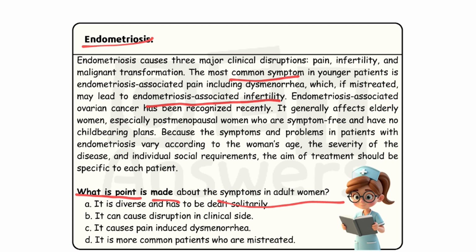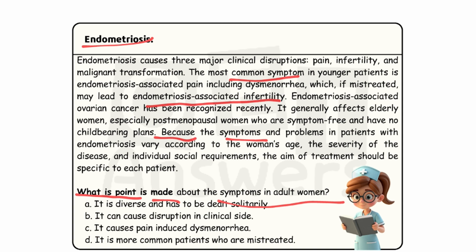This is a contrast one, because of the reason they have given. You know the meaning of because, right? Because means for the reason they have given here. So this is attached with the previous information. The symptoms you can see in the initial lines, they have explained: pain, infertility, malignant transformation. These are the major clinical disruptions, and the most common symptom is endometriosis pain associated with dysmenorrhea.